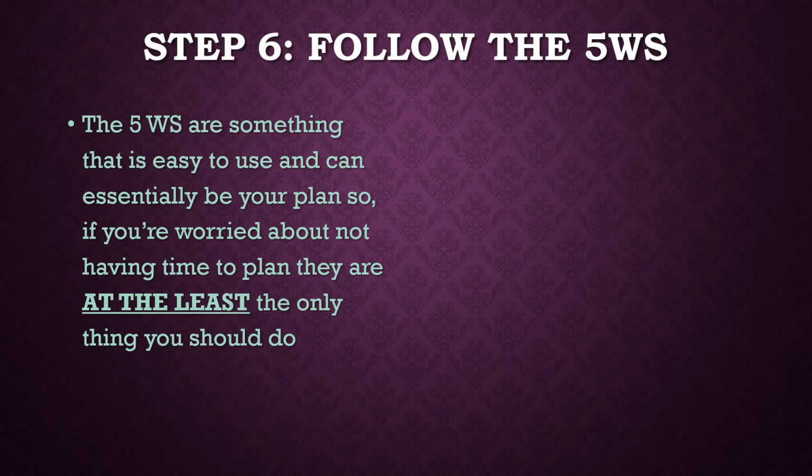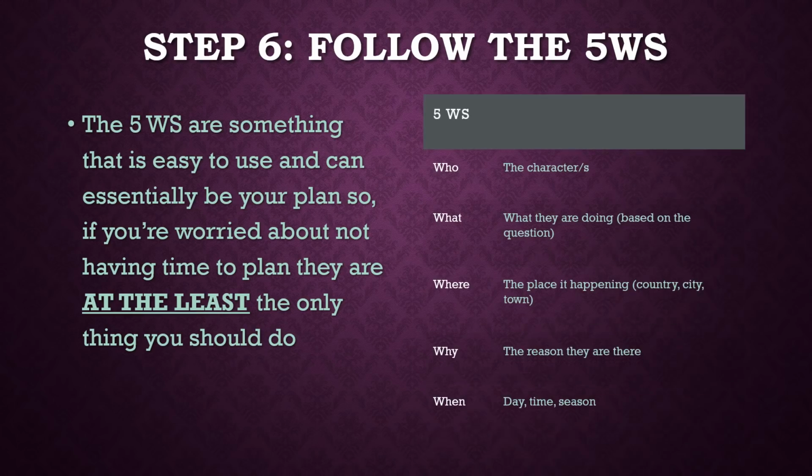So the 5 W's, in case you don't remember them, is who, so have the character or characters, what they are doing based on the question, where, the place it is happening, so the country, the city, the town, why, the reason they are there, and when, so day, time, season. Picking all of that will help determine how descriptive you are.